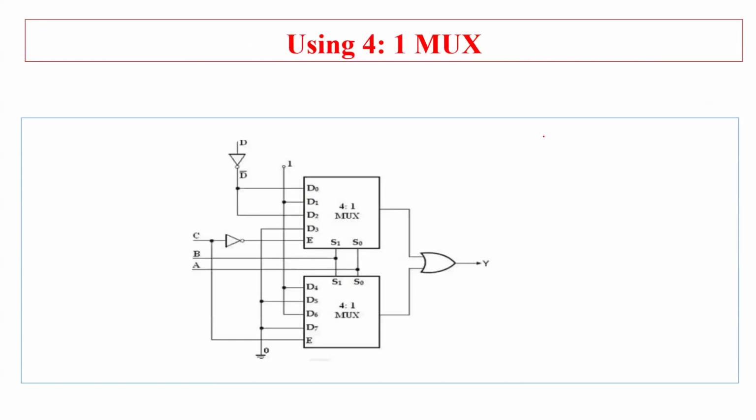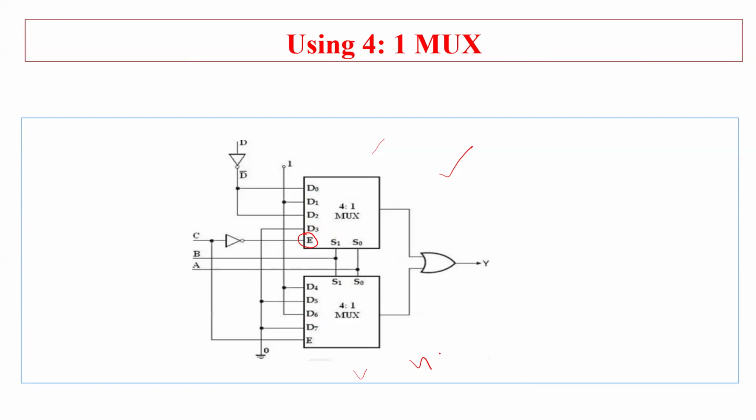Similarly, for implementing using 4:1 multiplexers, we have to divide this 8:1 multiplexer into two: one 4:1 multiplexer and another 4:1 multiplexer. But you need only two selection lines, so we can take A and B as the two selection lines, and C bar as an enable line. When C is 0, the first multiplexer is enabled, and when C is 1, the second multiplexer is enabled. E represents the enable line. The same concept: D0 to D3 go to the first multiplexer and D4 to D7 to the second.